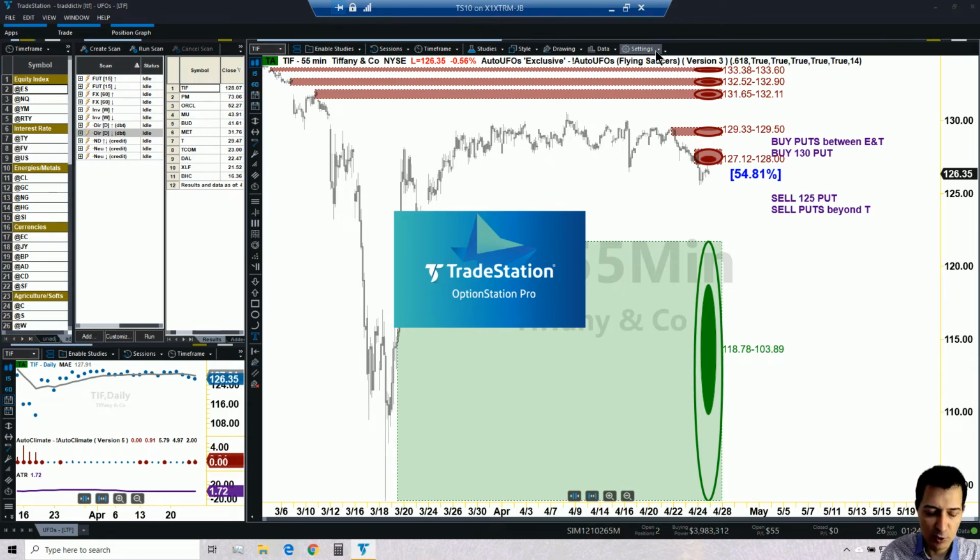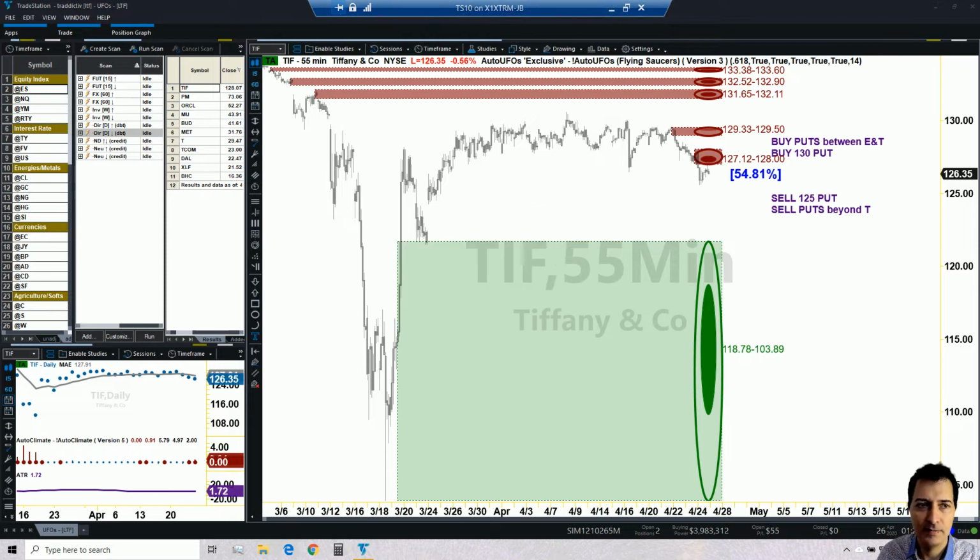Loading Option Station Pro, and I see you guys are typing a few questions. Wonderful, guys. Come on, come on. I've seen TradeStation do better than this. Okay, something is going on here. It's taking a little bit of time. Oh, it's here. It's loading. Okay, got it.